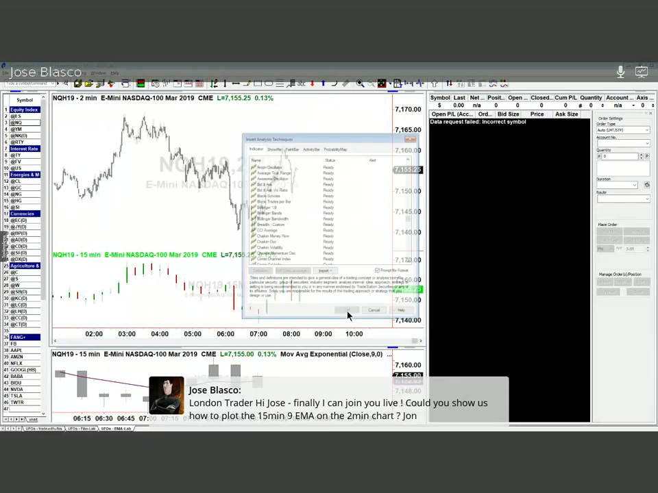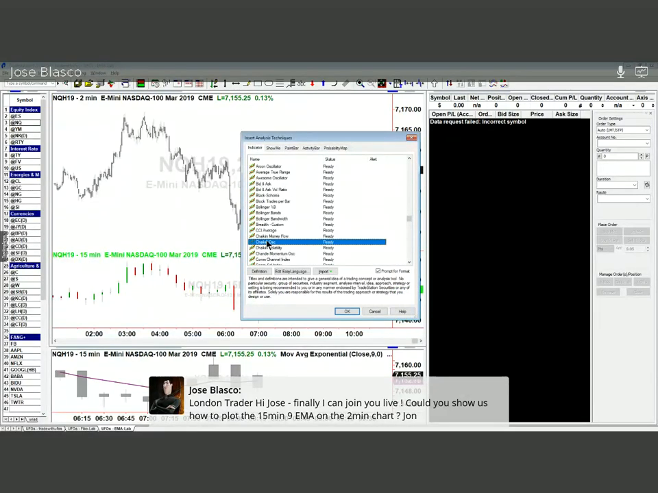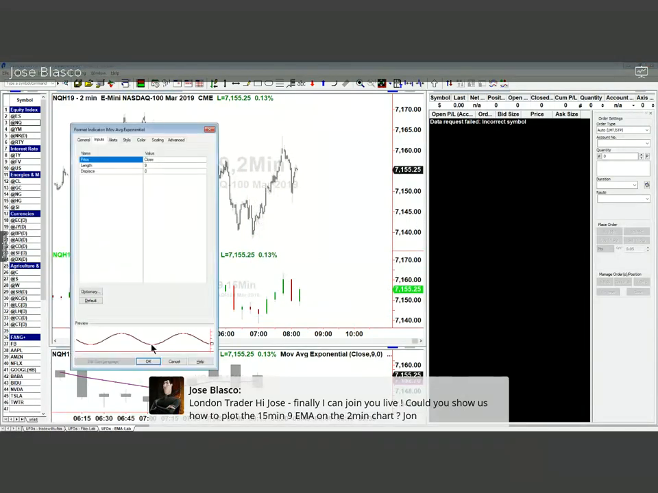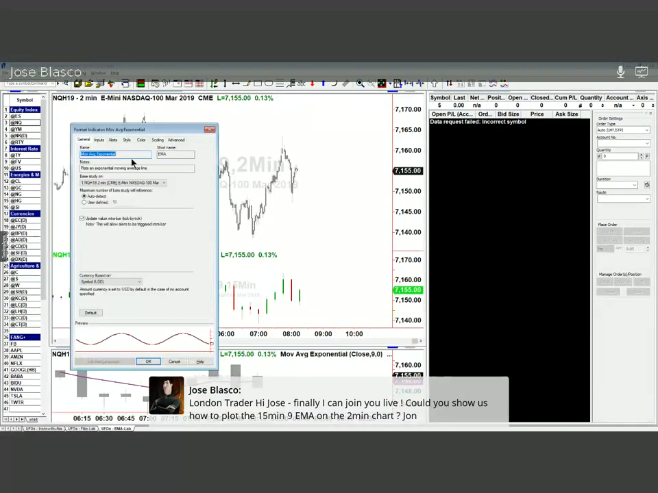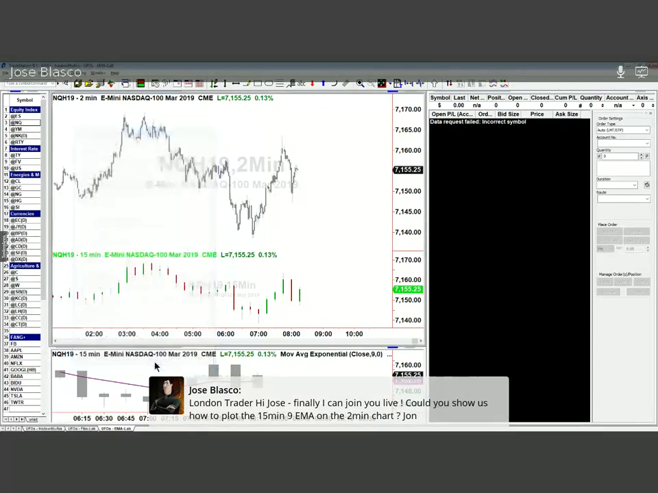Okay, and now I will select moving average, exponential, 9. Notice that when it comes to applying, based study on number 1 is the NQ 2-minute time frame, or based study on number 2 is the NQ 15-minute time frame, which is the one you want. So if I do that and I click OK, now I got the average.